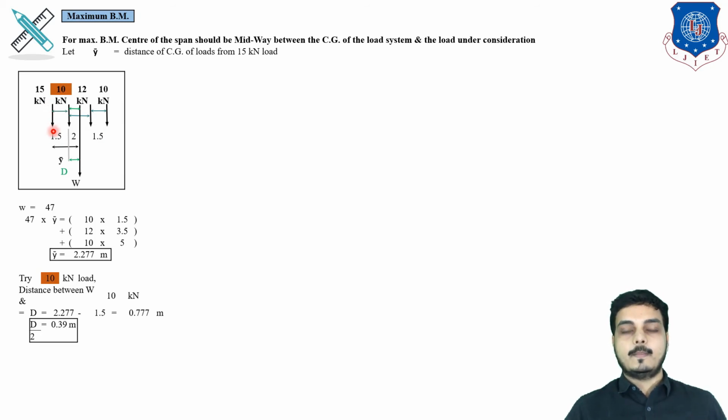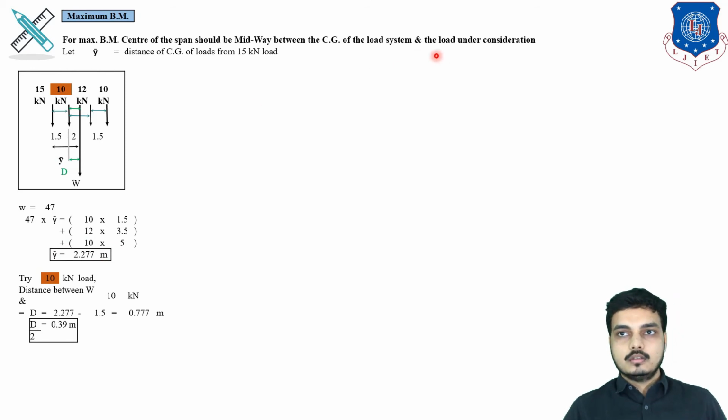So what I have done, this W, to find out this CG, I have done 47 into Y bar, means the entire loading into this Y bar, equals 10 multiplied by 1.5, 12 multiplied by 3.5 and 10 multiplied by 5. After solving this, I will be getting my Y bar. So this is my Y bar. CG of the load has come to 2.27.